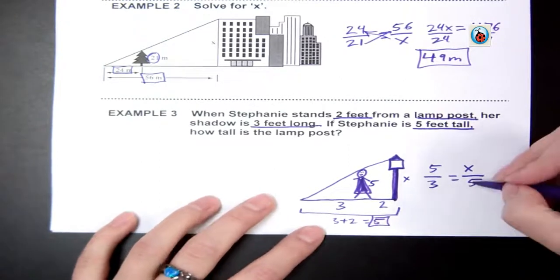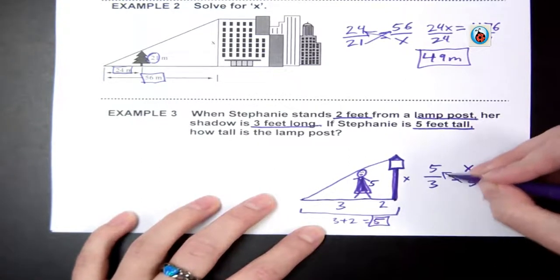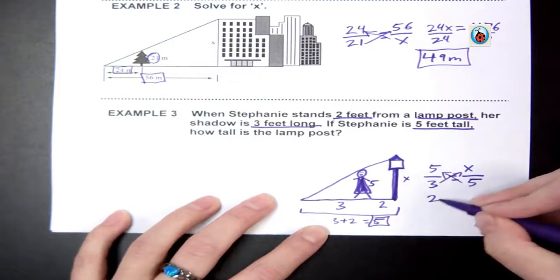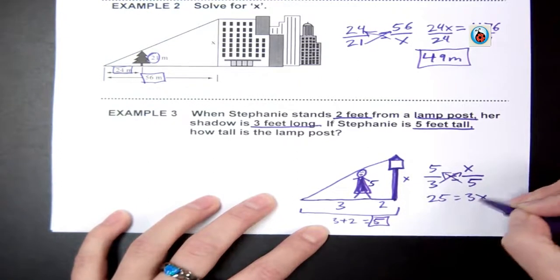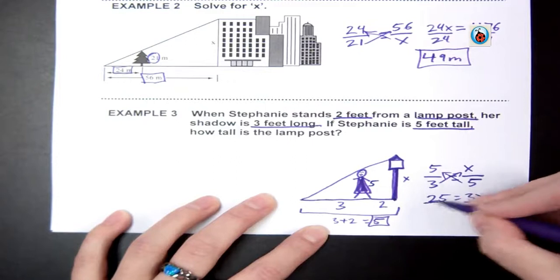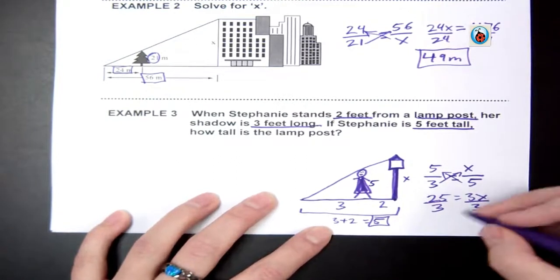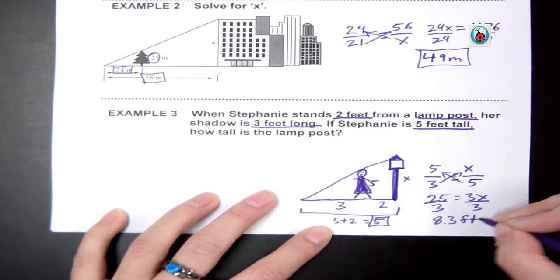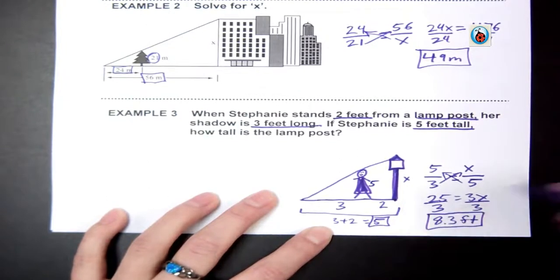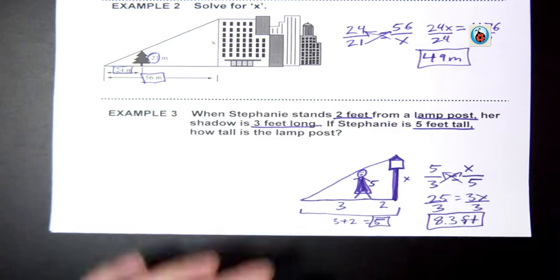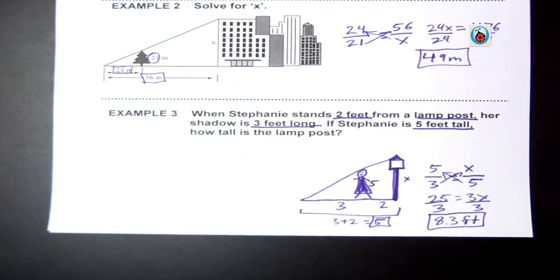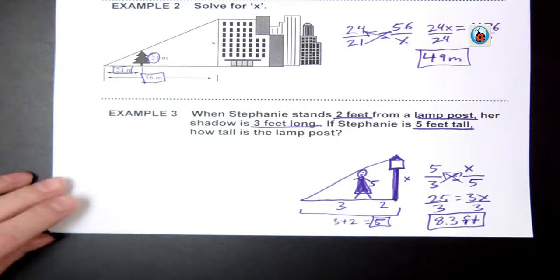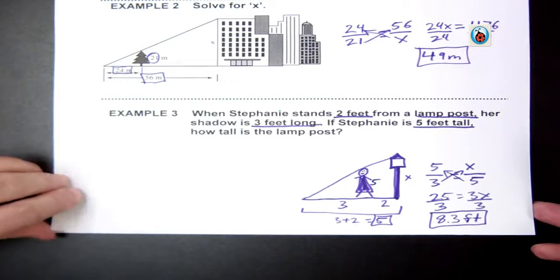And so we have our proportions set up. Now we cross multiply to find out 25 equals 3x, divide by 3, and that gives us 8.3 feet. And we always check when we're doing word problems or real life problems, is that logical? Yes, an 8 foot tall lamppost is logical. If we'd gotten 20 feet tall or 2 feet tall, something was probably going wrong. So now flip over to your next page.